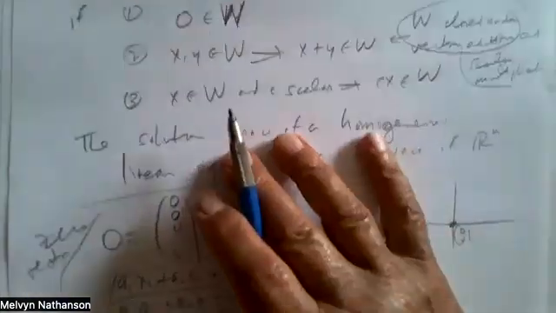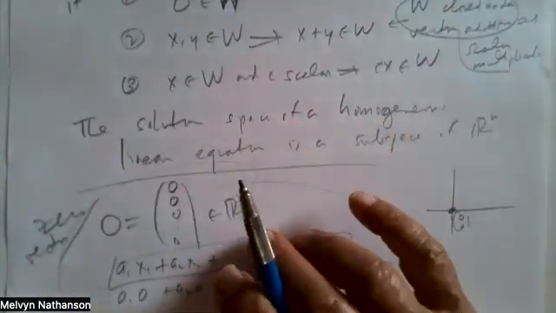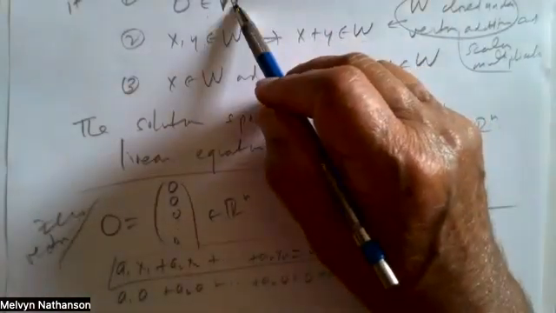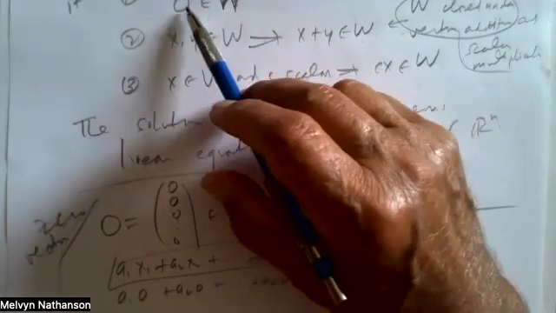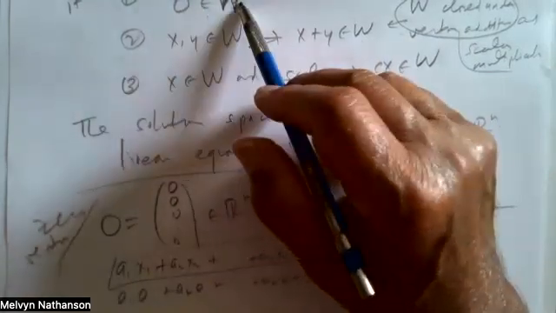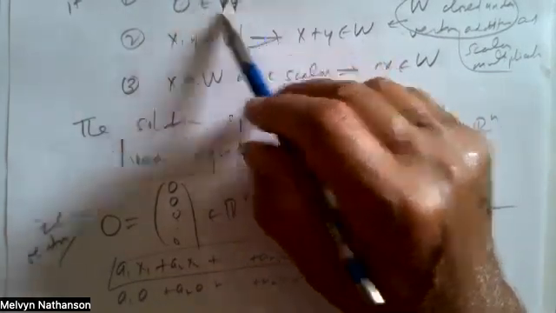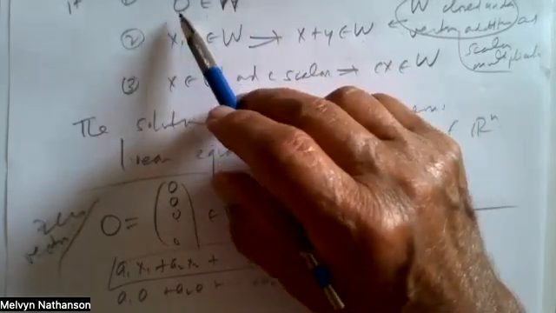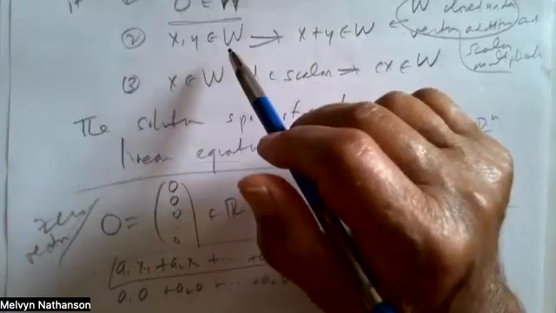So you have to know, or if you don't know, you have to learn, and I think it's in an appendix, just the language of set theory. W is a set. This means 0 is an element of this set. So this is a set of vectors, and this set of vectors contains the zero vector. That's what this says.